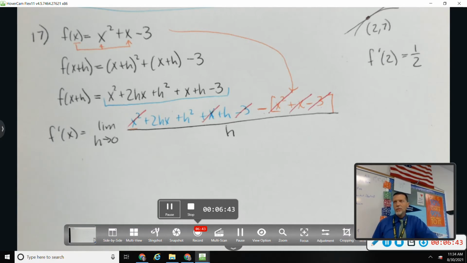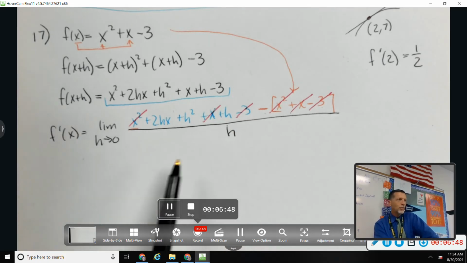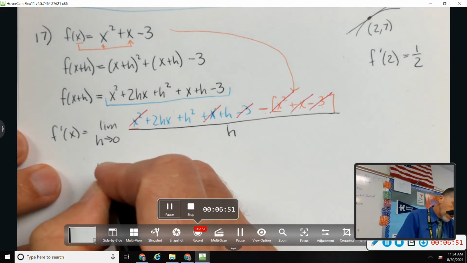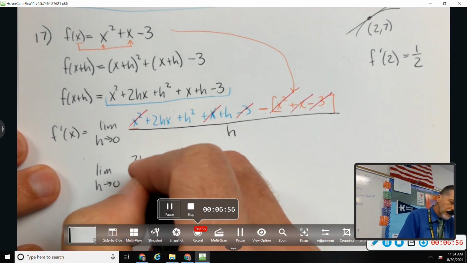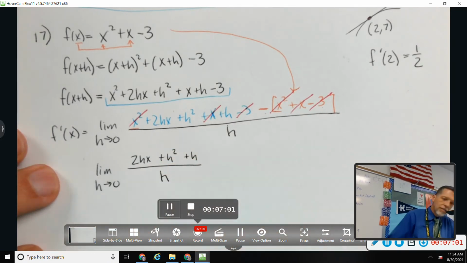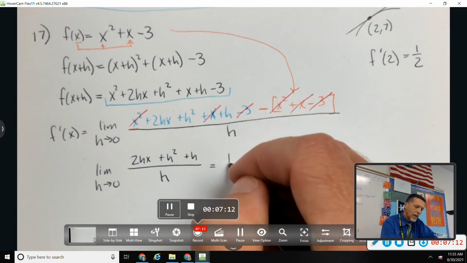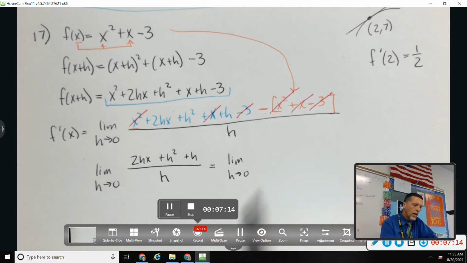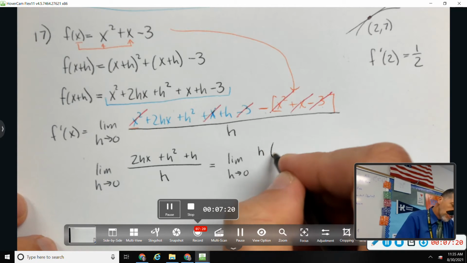Here's where some people will start skipping steps. Everything that's left will divide by h, so some people will do that. I'm going to show the step. So I'm just going to rewrite without all the crossouts there, just because it looks a little cleaner. But you could definitely skip that step and be okay as long as you're careful and neat. Speaking of steps you could skip, some people have trouble dividing h into everything, so I'm going to factor out the h.